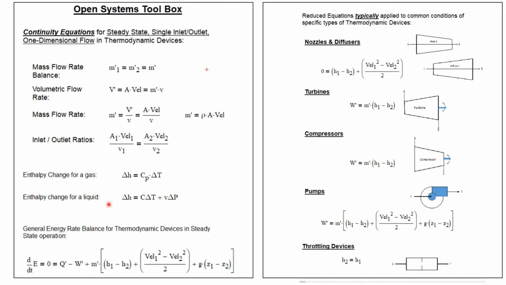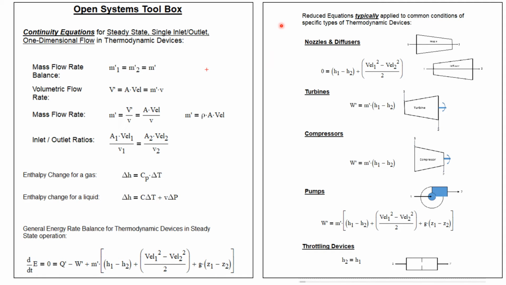And we introduced this. It's very handy in many problems, that delta H during a process involving a liquid or a solid is C delta T plus V delta P. So that's the specific heat times the change in temperature plus the specific volume times the change in pressure. We introduced an energy balance for an open system. We said that d dt is 0 because it operates at steady state. And that's simply equal to Q dot minus W dot plus M dot times the change in enthalpy plus the change in kinetic energy plus the change in potential energy.